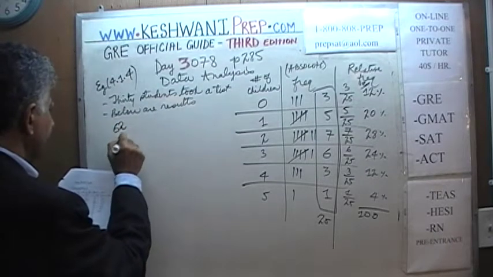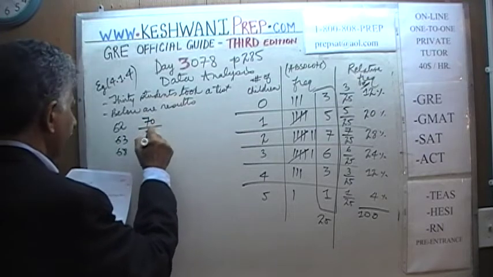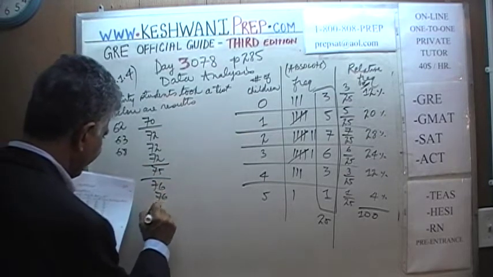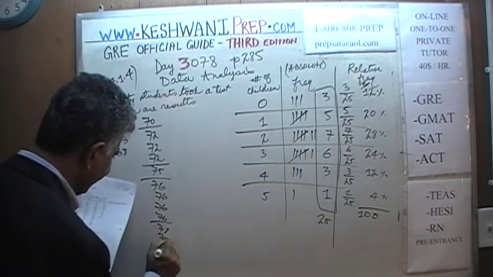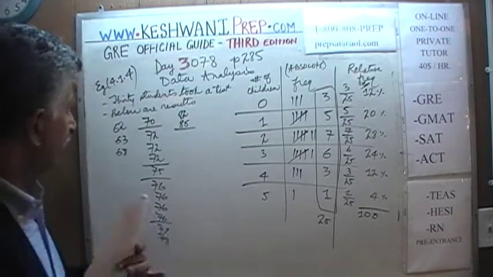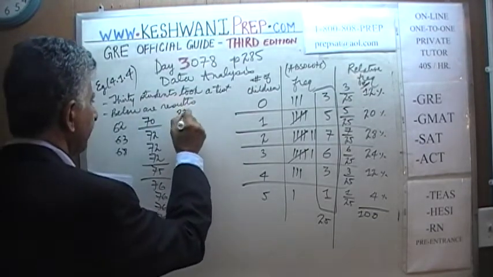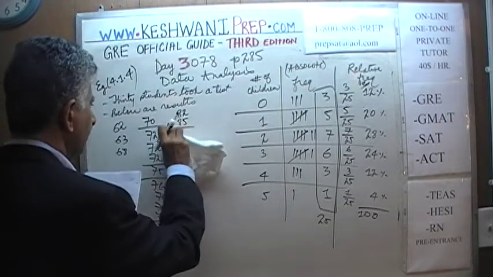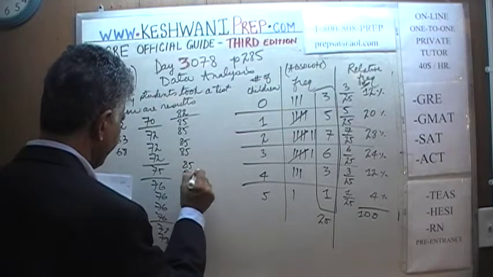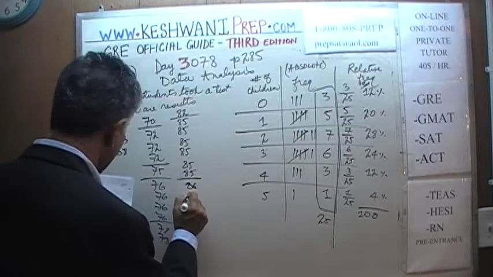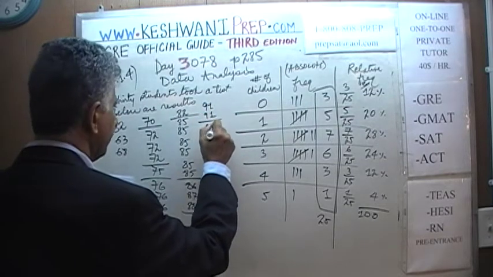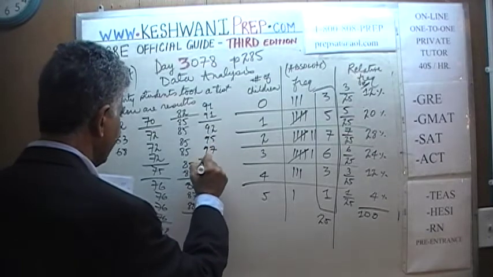62, 63, 68, 70, 72, 72, 72, 75, 76, 76, 76, 76, 78, 78, 82, 85. My handwriting is getting atrocious. 82, 85, 85, 85, 85, 85, 85, 6 of them. 86, 87, 88, 91, 91, 92, 95, 97, and finally 100.